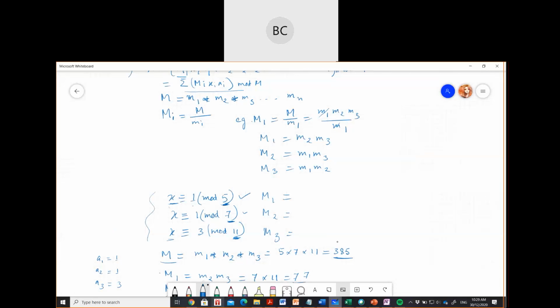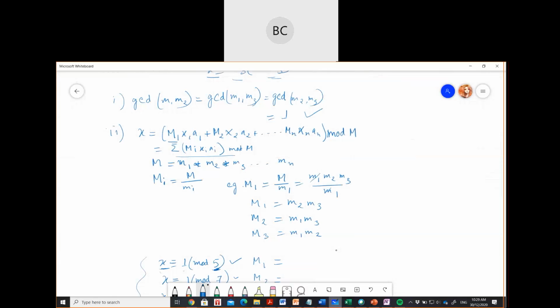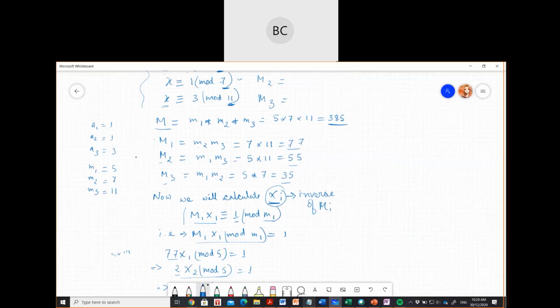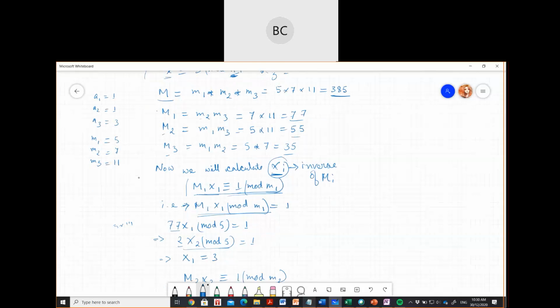Okay, now we need to find xi as per this one. We have calculated Mi, we also know ai. The main thing is xi. Okay, so xi is the inverse of your Mi. Okay, Mi we have already calculated, but we cannot just directly derive it from m1. So to find the xi, we are using this equation. Okay, that means Mi into xi divided by mi, remainder will be 1. Okay, so this is a congruent equation.